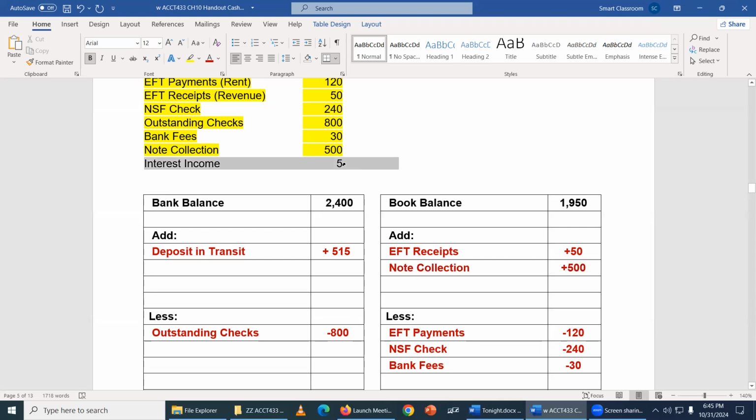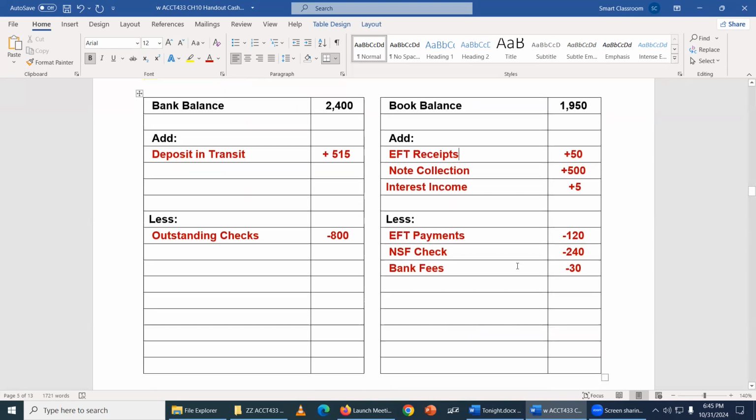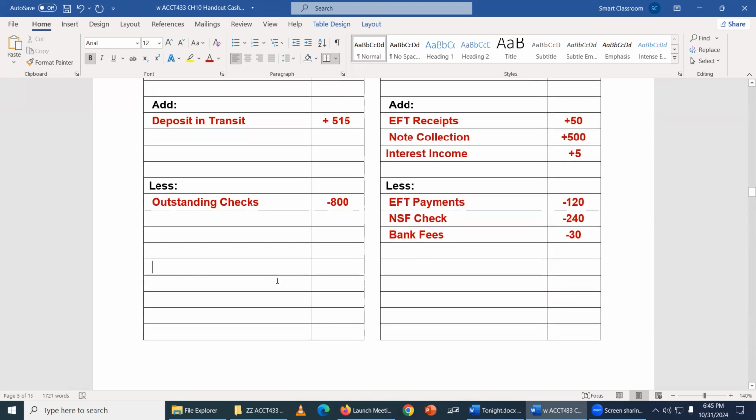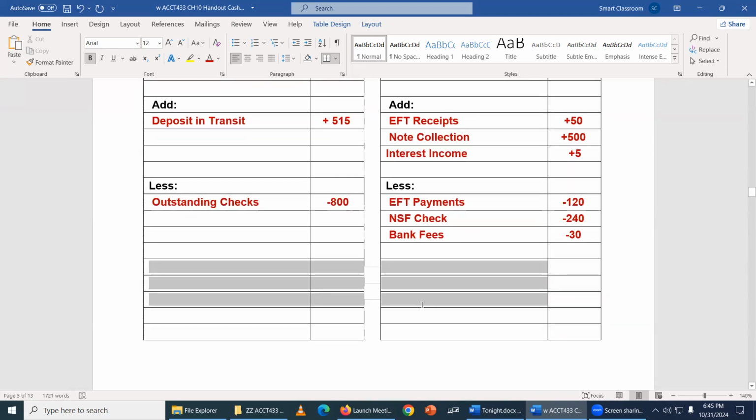Interest income. Where are we going to find out about that? Same way, bank statement. They'll have some little note on there saying how much interest we received, and in this case, it's $5. Now, why do I have so many accounts here? So many lines here, I mean.